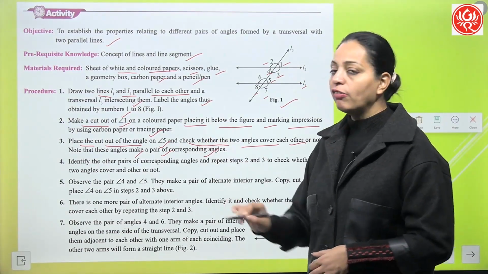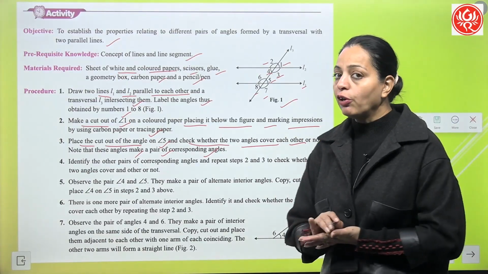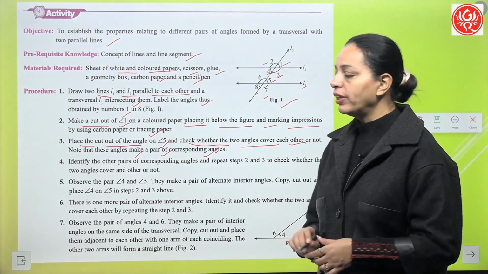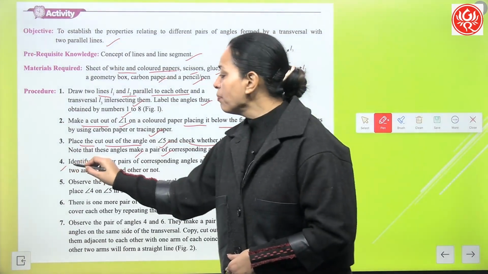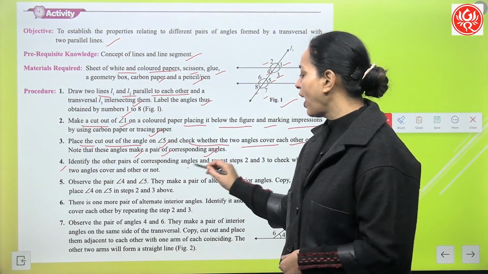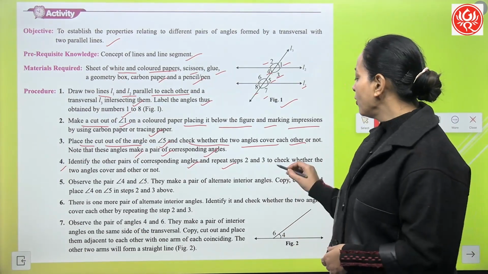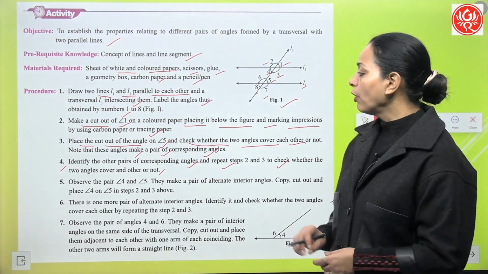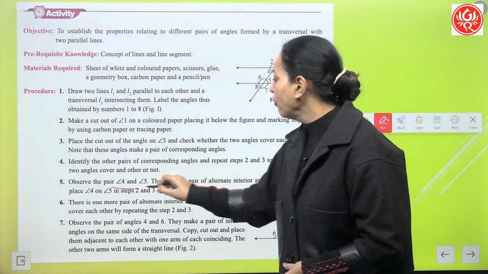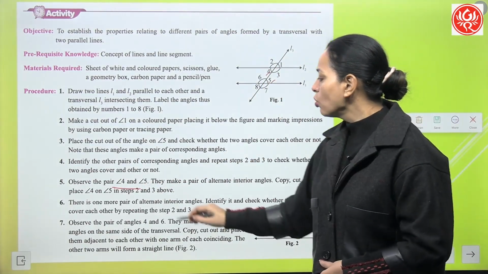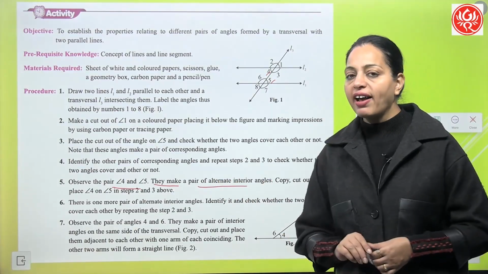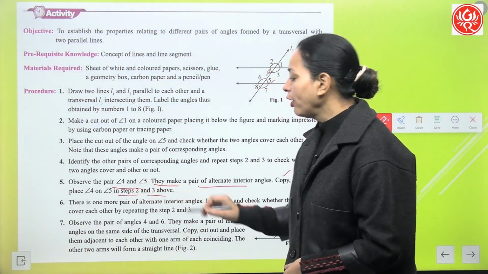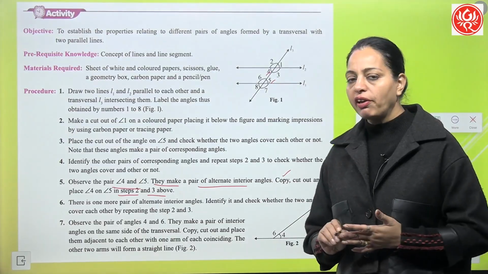अब आप angle 1 और angle 5 को check करेंगे whether they are equal or not, but these would be equal because these are corresponding angles. Now the fourth step: identify the other pairs of corresponding angles and repeat steps 2 and 3 to check whether the two angles cover each other or not, right? Now the fifth one: observe the pair 4 and 5. So they make a pair of alternate interior angles. So copy, cut out and place 4 on 5 as in steps 2 and 3 above. ऐसे हम 4 और 5 को check करेंगे, right?